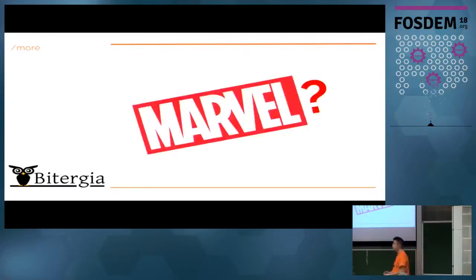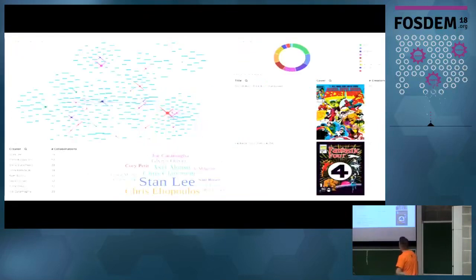Maybe, why not Marvel Comics? This is a network that relates authors of Marvel Comics to the comics. You can see the network with the tag cloud, and Stan Lee is the most important author of Marvel. It's useful information. If you have data on Elasticsearch and you have a Kibana with the plugin, you can build whatever you want with this network.